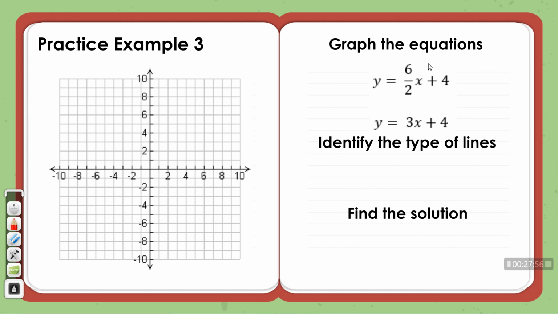Number 3 starts at +4. Rise 6, run 2. Down 6, left 2. Down 6, left 2. Ooh, one more? Nope, right here. That's a steep line.